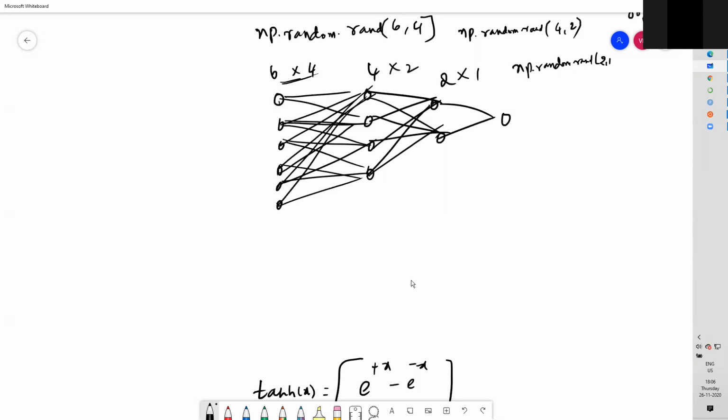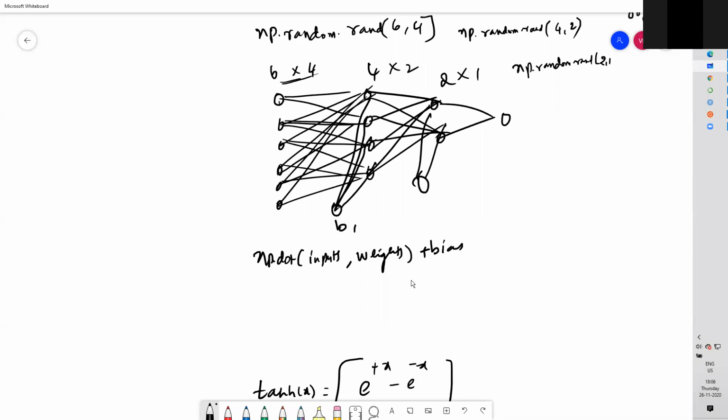Then the matrix multiplication: np.dot of your inputs, comma, weights, plus bias. We need to add a bias at each layer. So this is the bias for the first layer, and this is the bias for the second layer. So this is B1, this is B2. This will generate this output. Let us call this the H1 layer.